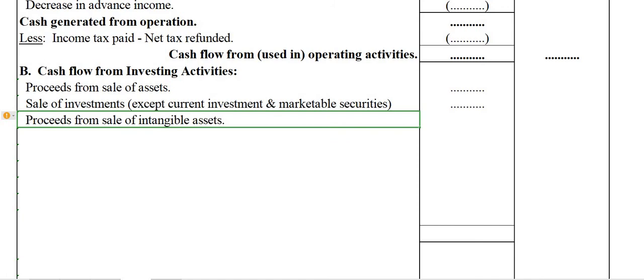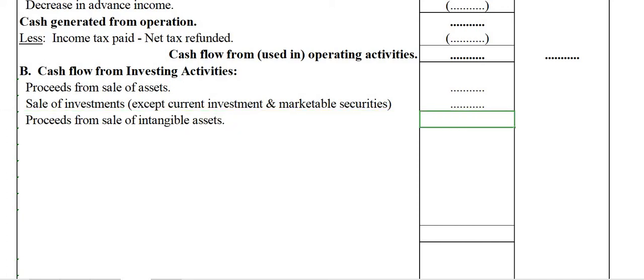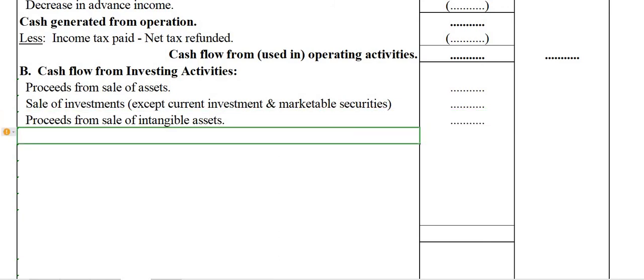Next, proceeds from sale of intangible assets. If we sold any intangible assets like patent rights, copyrights, etc., that amount can be mentioned. Okay. Then next, we can say interest and dividend received, for financing companies only. That means interest received is for non-financing companies. If a financing company gets interest, it will be interest on loans. That is their operating activity.